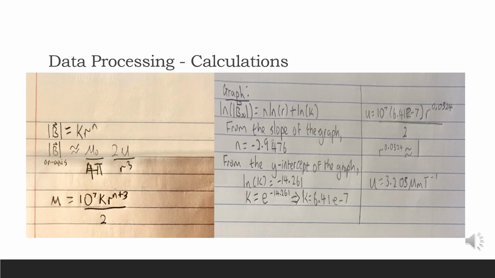Here I've set the first two equations shown to the left equal to each other in order to find the symbolic solution for mu. I then pulled data from my graph as shown in this calculation, specifically n, which is the slope of the graph, and k, which is its y-intercept. I got negative 2.9476 for n, and k's value is shown on the left. Using these numbers, I solved for mu, and I got 3.205 newton meters per tesla.